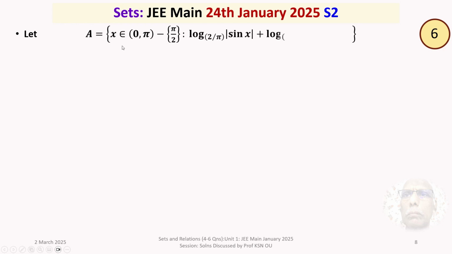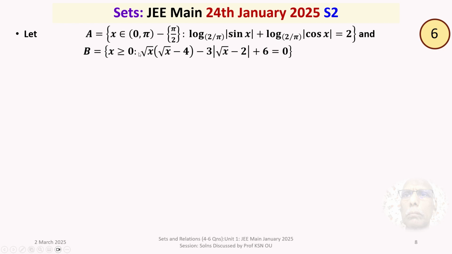Let A be the set of all x belonging to the open interval (0, pi) minus the singleton set consisting of pi by 2, such that log of mod sin x to the base 2 by pi plus log of mod cos x to the base 2 by pi is equal to 2, and B is the set of all x greater than or equal to 0 such that root x (root x minus 4) minus 3 times modulus of (root x minus 2) plus 6 is equal to 0. Then n of A union B is equal to?